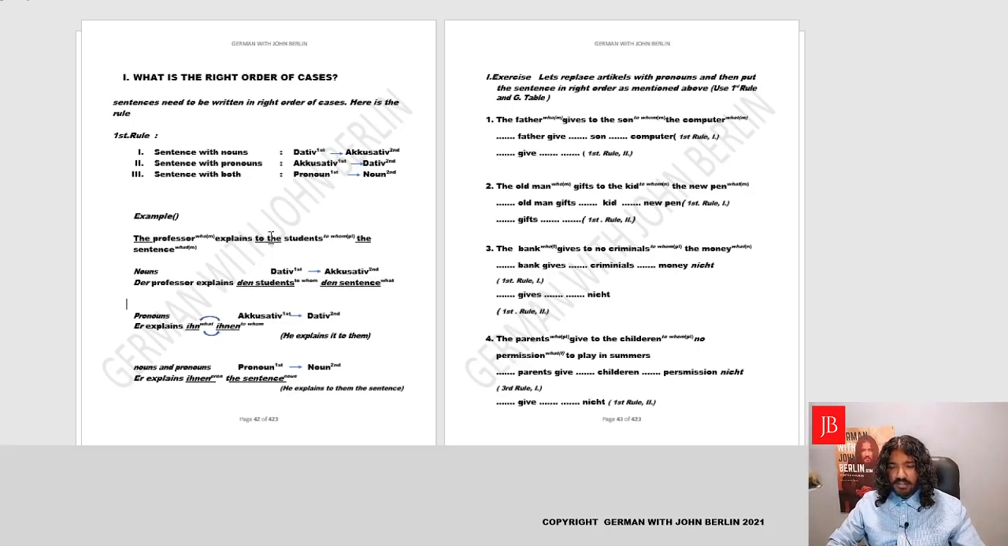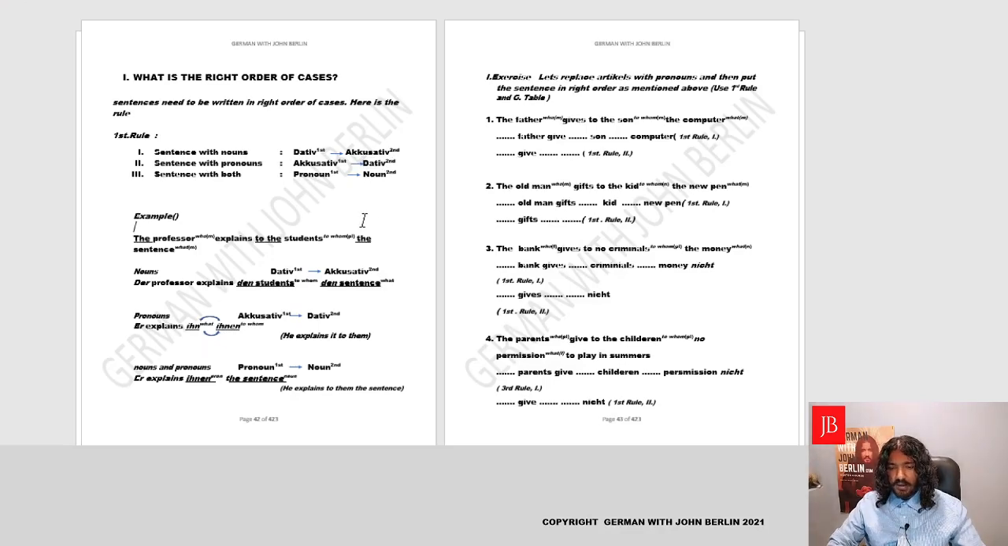Perfect. Now let's say we change the sentence into pronouns. That means instead of saying the professor explains to the students the sentence, I could certainly say he explains it to them. He being the professor, it being the sentence, and to them being to the students. Now, as in English, you see that we haven't said he explains them to it. We have said he explains it to them. That means we follow the same rule in German. That is, first in a sentence which has pronouns, it will be accusative first, dative second.